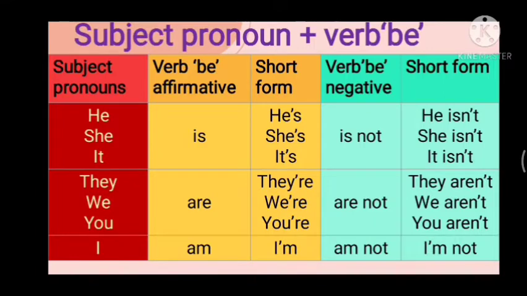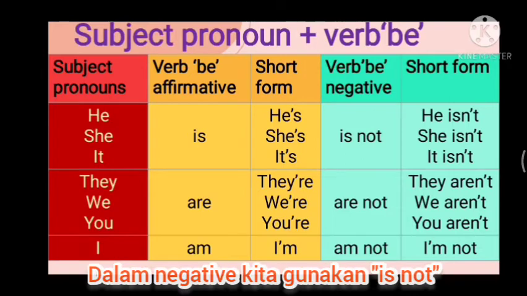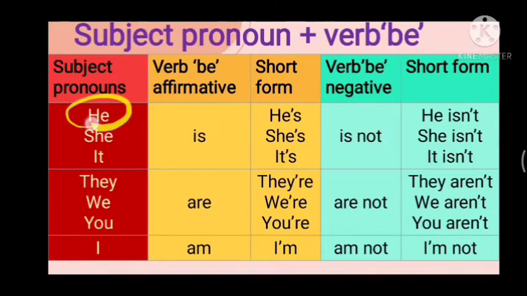On the other hand, when the verb is in negative form, you have to use is not. He is not. She is not. It is not. In the short form, he is not will be he isn't. She is not will be she isn't. It is not will be it isn't.